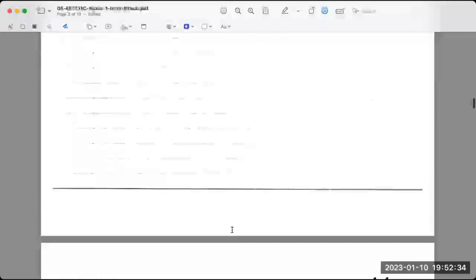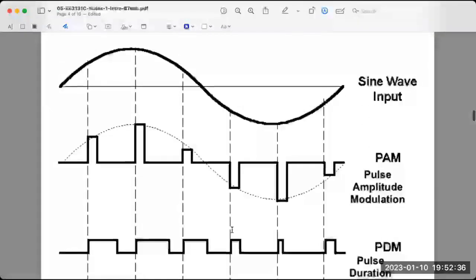All right? So here are some examples. On the top, this is the original analog signal. It's a sine wave. You can see it exists for all time, or continuous time. It can take any value between this one and that one. It's not restricted.